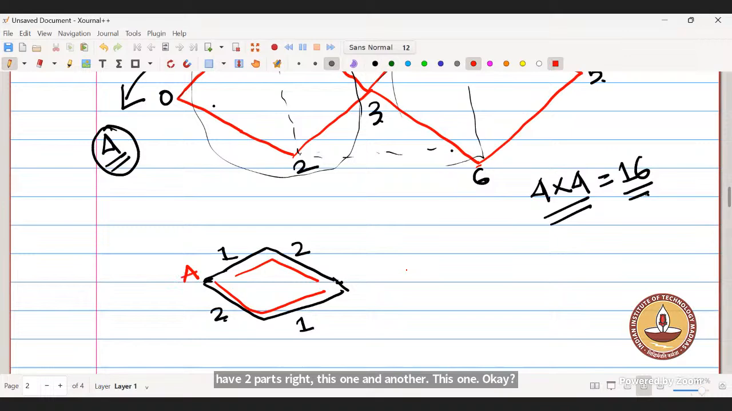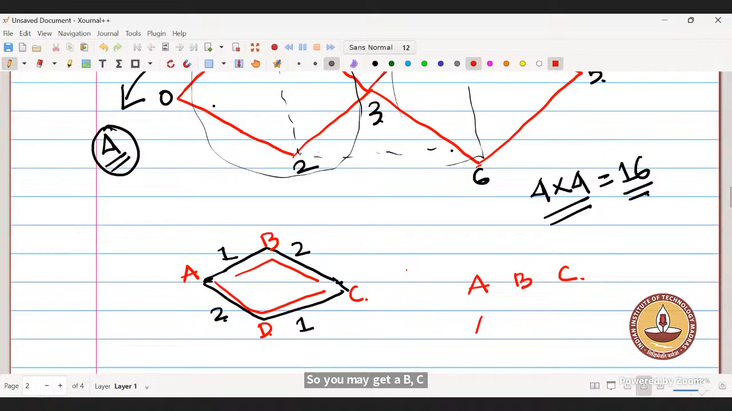If you apply, let's say, Prim's algorithm, you may get A, B, C, or you may get A, D, C. But if you compute the total weight, this is also 3, this is also 3. So what this is asking is, it doesn't matter what path you are traveling, what is the total amount we are spending on that path. So this is always the same.